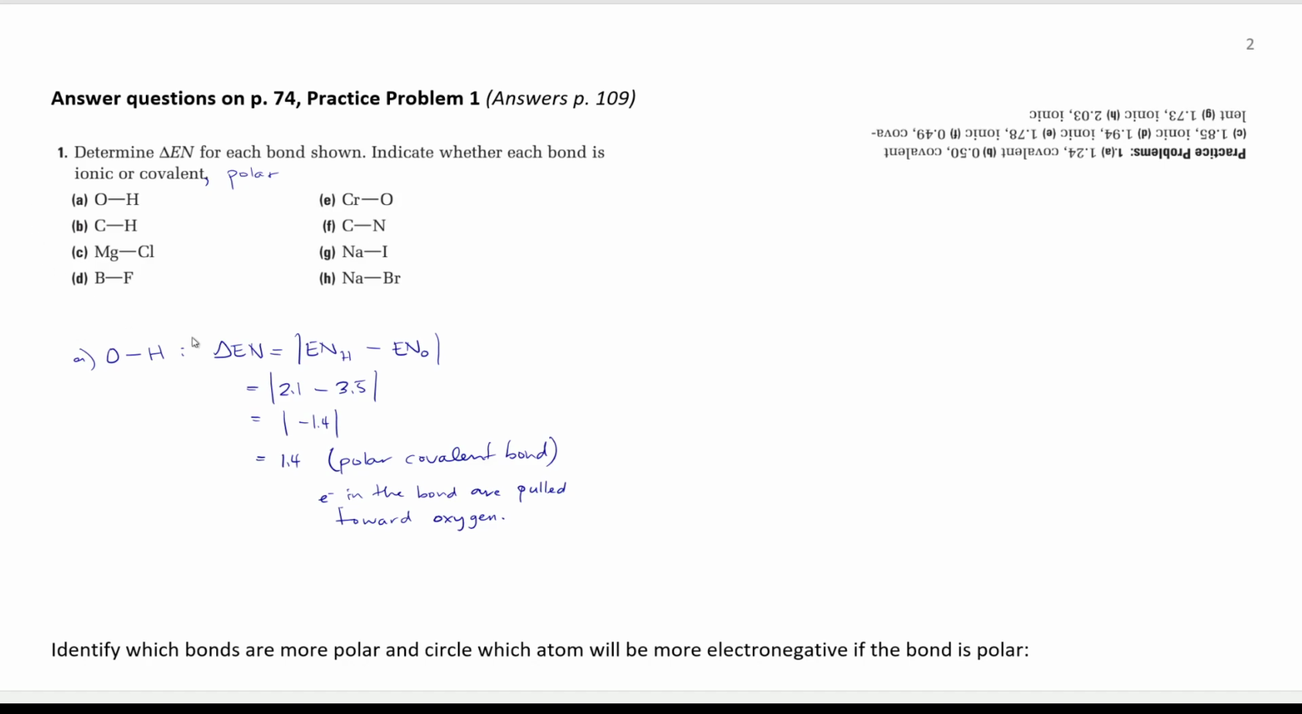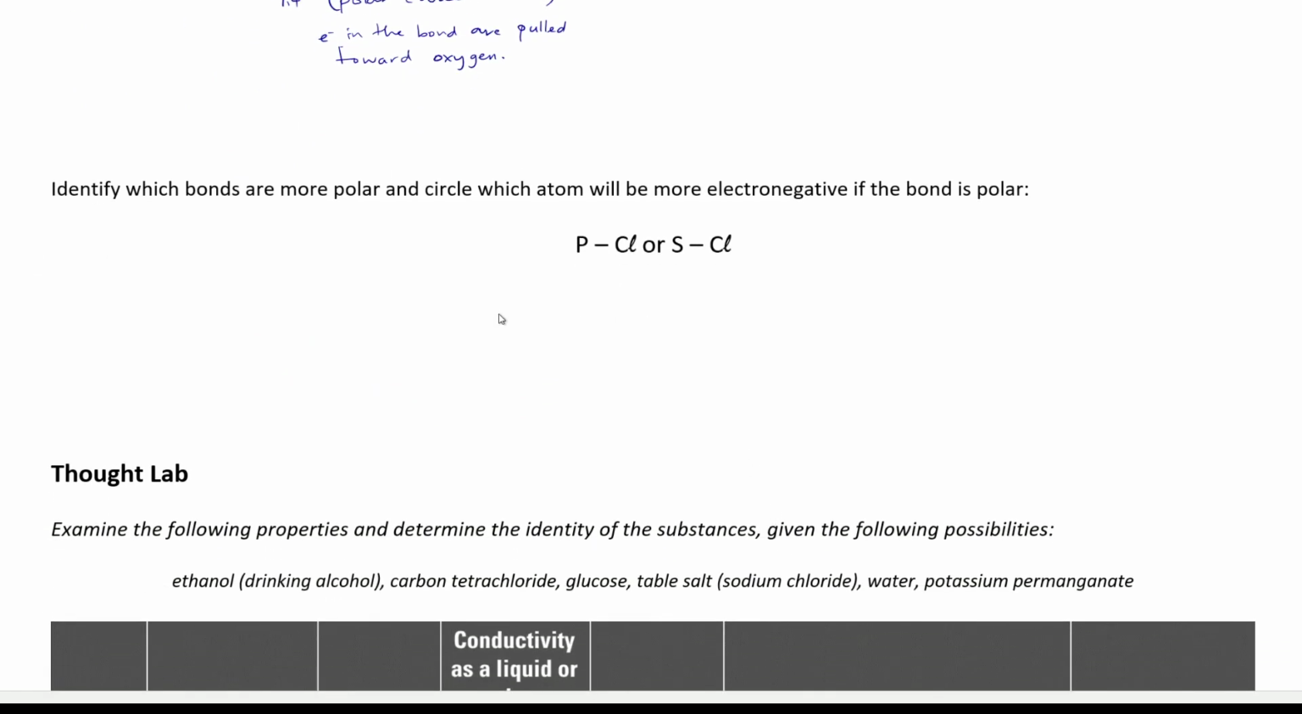Okay, so your homework will be to complete these questions, the answers for which are over here. I do want you to distinguish whether the bond is covalent or polar covalent. That's in addition to the question. And I also want you to look at this question as well. Identify which bonds are more polar. Is this a more polar bond, or is that a more polar bond? And then circle which atom will be more electronegative if the bond is polar. So I want you to do the delta EN calculation for this one and the delta EN calculation for this one, and you tell me which one has the greater difference in electronegativity. So which of these bonds will there be more of a pull of the electrons to one end of the bond?